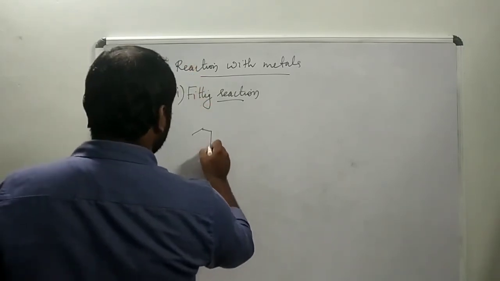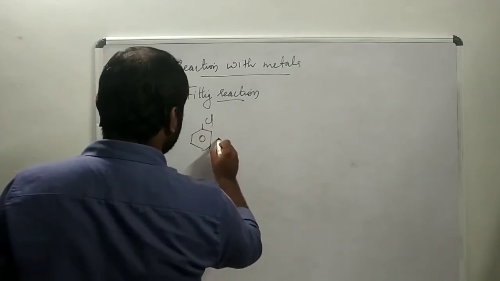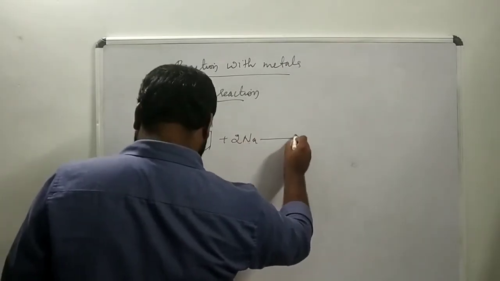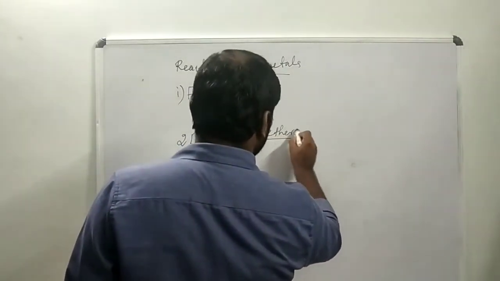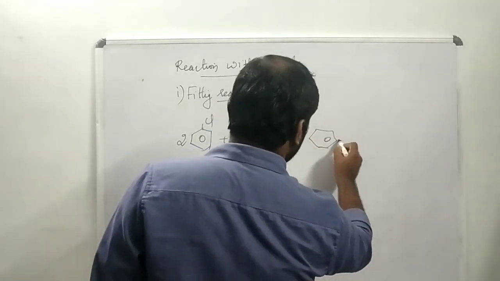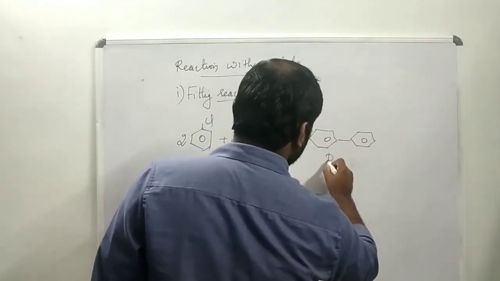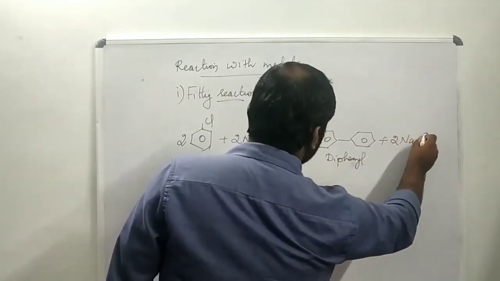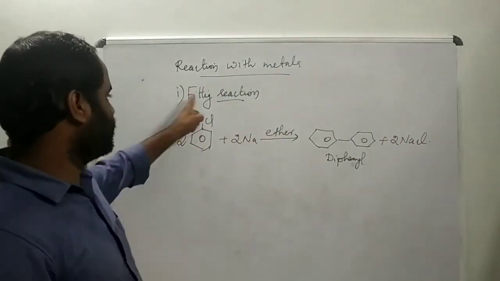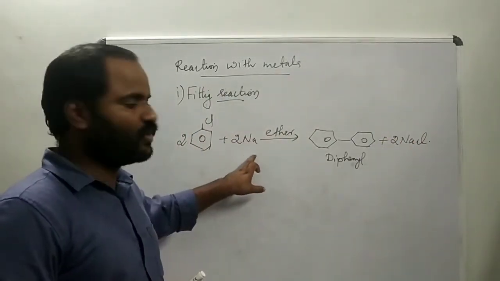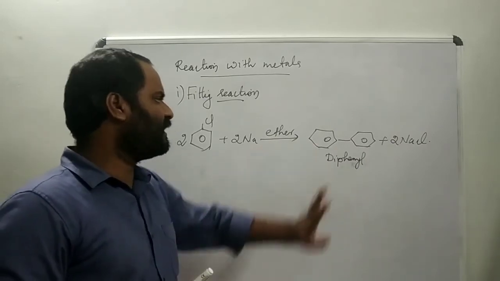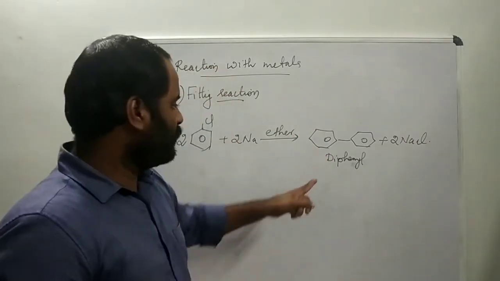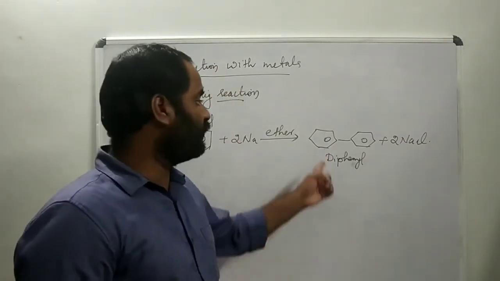We can take the example of chlorobenzene. Two molecules of chlorobenzene react with two molecules of sodium in presence of ether, and you are getting diphenyl, or biphenyl, plus 2NaCl. This is known as the Fittig reaction. Chlorobenzene on reaction with sodium in presence of ether gives diphenyl. Two benzene rings are attached; diphenyl or biphenyl is the name of this compound.